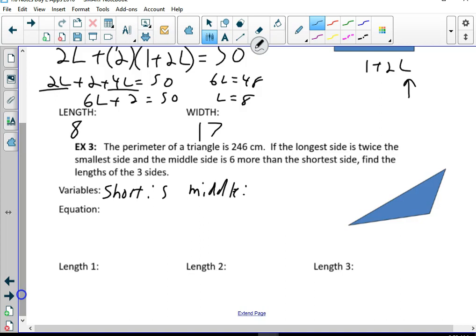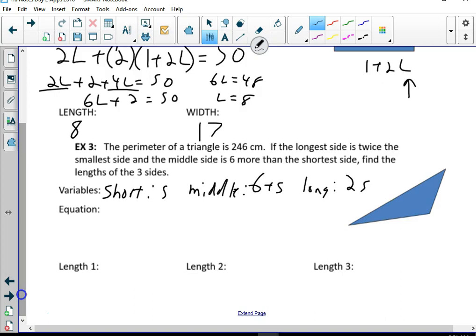If the short side is S, what's the middle side? We can't use 3 different letters. We're comparing it to the short side. So read, what does it say? The middle side is 6 more than the short side. So if the short side is S, what's the middle side? 6 plus S, or S plus 6, doesn't matter. Very good. And then the long side, it says the long side is twice the small side. 2S. Right? Twice the short side.